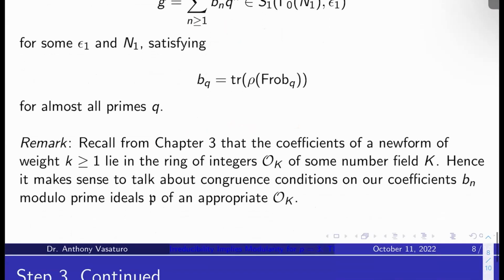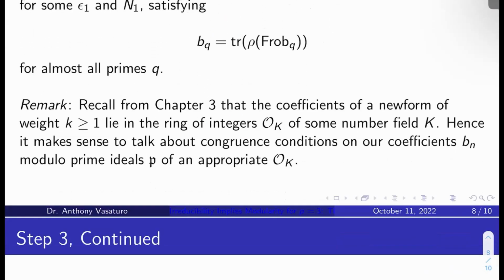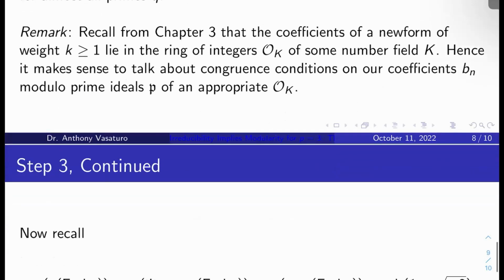Okay, and then before going on to the last slide, I just want to make a remark here. You recall from chapter 3 of my notes, the coefficients of a newform of weight k, at least one, lie in the ring of integers O_K of some number field K. And so this is to say that it makes sense to talk about congruence conditions on our coefficients b sub n in g modulo prime ideals frak p of an appropriately chosen O_K. And that's going to matter in just a second here. We're going to have to be able to talk about that.